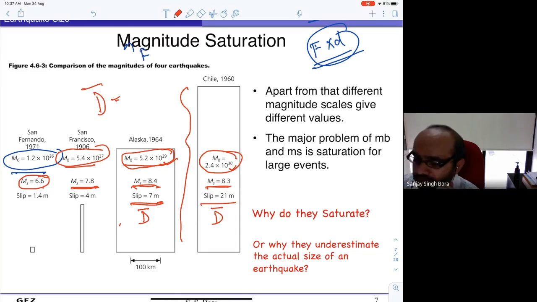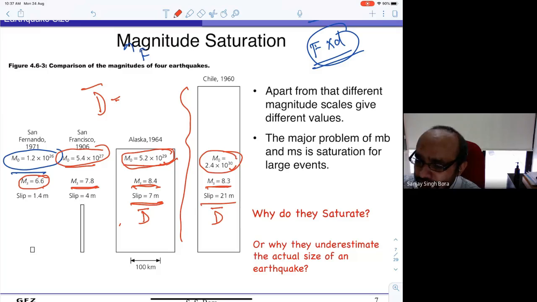So that's what people said: in the case of large magnitudes, usually beyond magnitude 8, the surface wave magnitude underestimates the actual size of an earthquake. The actual size of an earthquake is related to the total amount of slip, that is, how much slip has occurred and what the actual dimension of the fault was.